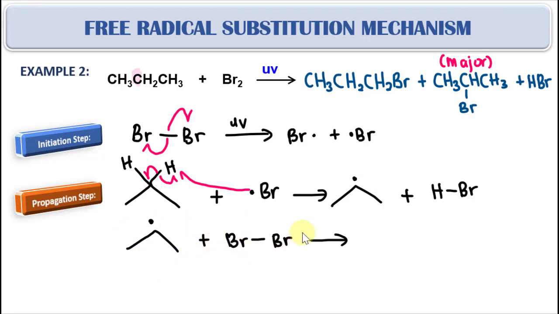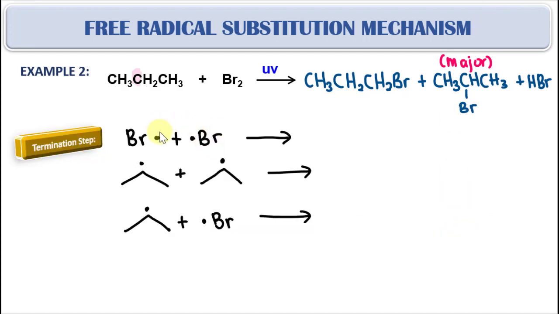And then the next step in the propagation step is to take the carbon radical, our alkyl group radical here, and react it with the halogen molecule, which is the bromine molecule. So first, we are going to break the halogen molecule. One of the bromines here will combine with the alkyl group radical. So it will form our product, which is 2-bromopropane, and it will also leave us a bromine radical.